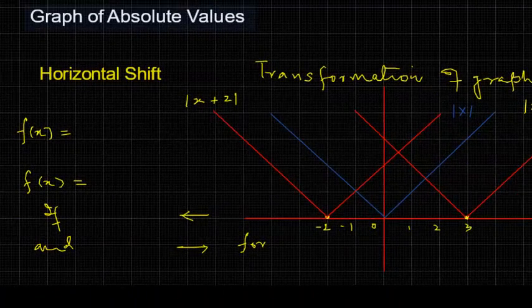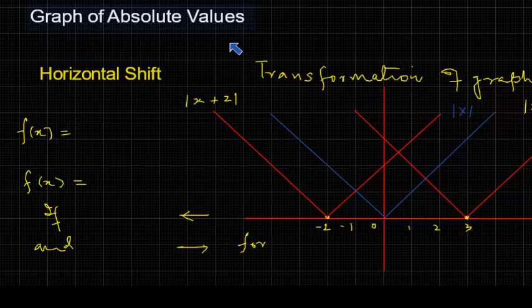Today we are discussing graph of absolute value. Graph of absolute values: horizontal shift. The function is absolute value of x and the graph is shown as V. This is the graph of absolute value, the blue color graph.